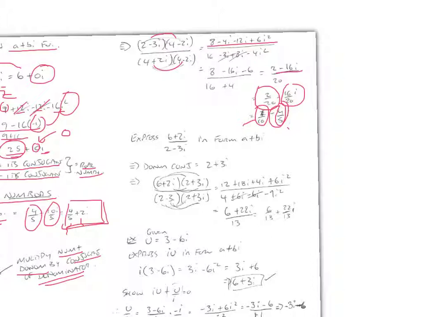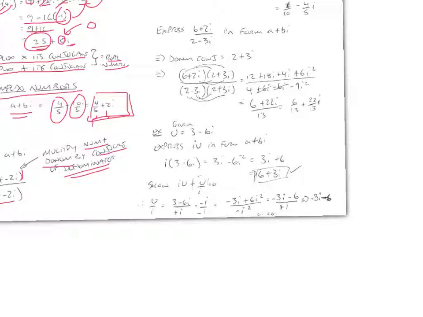Another example here, divide 6 plus 2i by 2 minus 3i. So the denominator's conjugate is equal to 2 plus 3i. So we have 6 plus 2i by 2 plus 3i, and 2 minus 3i by 2 plus 3i, and if you just break open those, multiply all the terms by each other, as you would do algebraically, you'll end up down here with 6 plus 22i over 13, which is equal to 6 over 13 plus 22 over 13i.